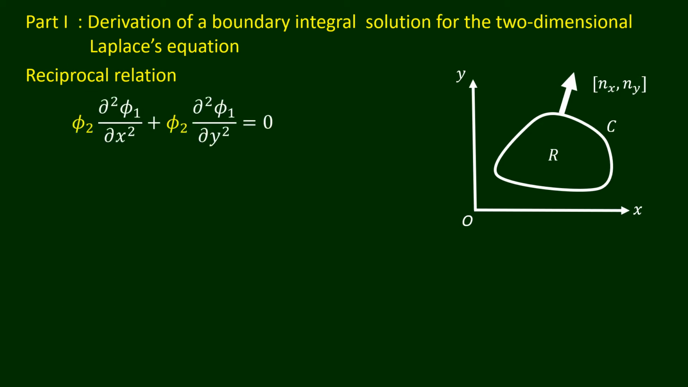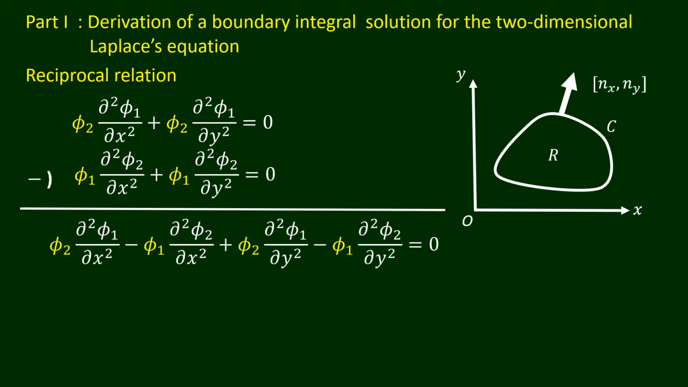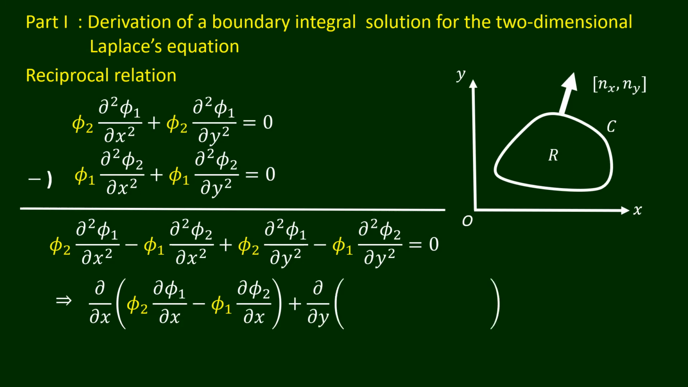Multiply the first equation by phi 2, and the second equation by phi 1, and subtract one of the resulting equations from the other to obtain ∂/∂x of (phi 2 times ∂phi 1/∂x minus phi 1 times ∂phi 2/∂x), plus ∂/∂y of (phi 2 times ∂phi 1/∂y minus phi 1 times ∂phi 2/∂y), equals 0.